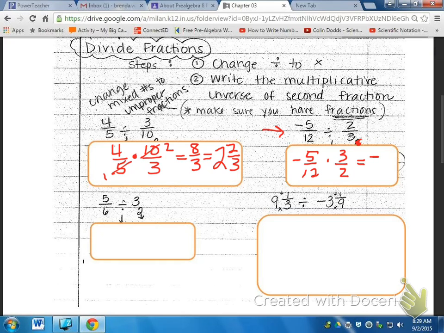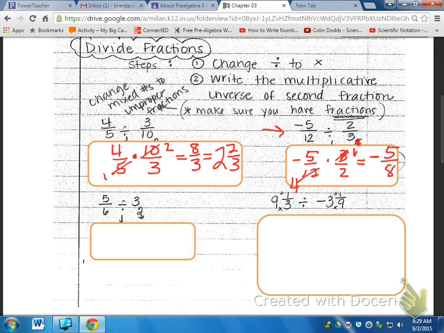And does anything cancel from top to bottom before we multiply? Let's try to keep the numbers smaller. Oh, 12 and 3. The 3 becomes a 1, and the 12 becomes a 4. Okay, so that might help a little bit. Now let's multiply straight across. So negative 5 over 8. There you go.